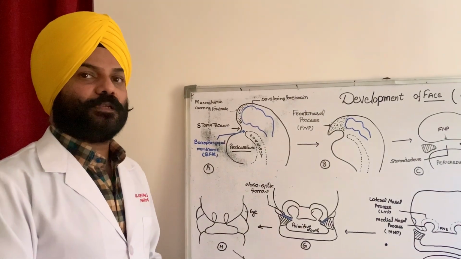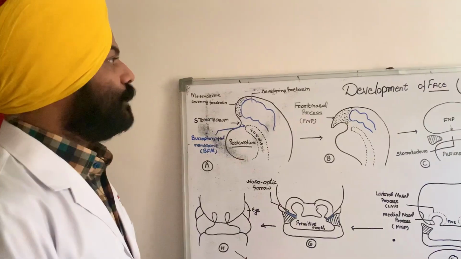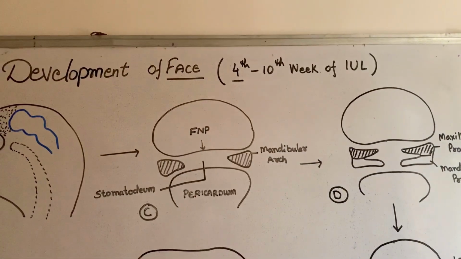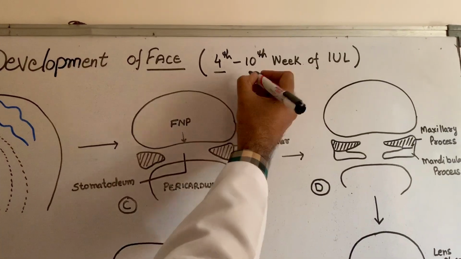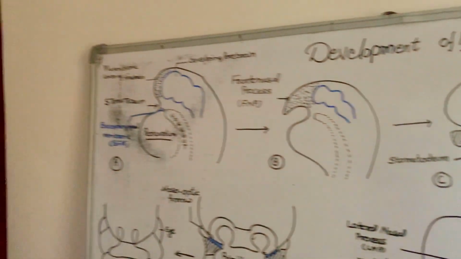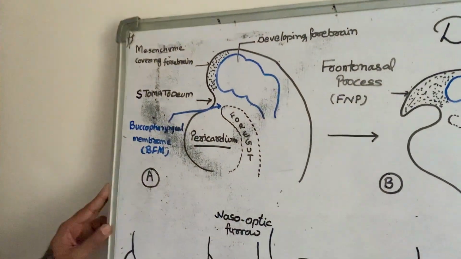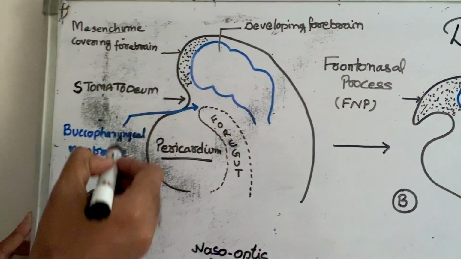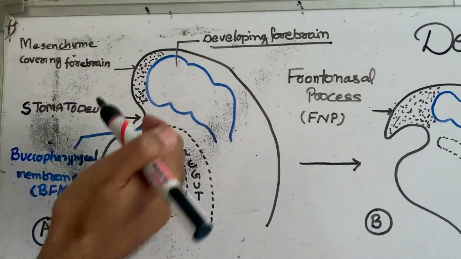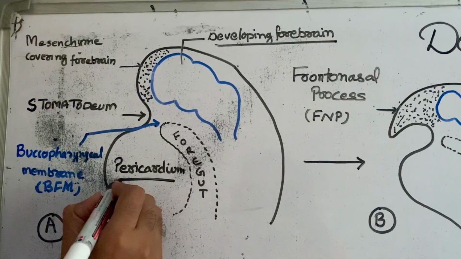Today we will discuss the development of the face. Development of the face starts from the 4th week of intrauterine life and completes by the 10th week of intrauterine life. During the 4th week of intrauterine life, the embryo is divided into the uppermost part, the developing forebrain, which is the uppermost fold, and a lower fold that forms the pericardium.